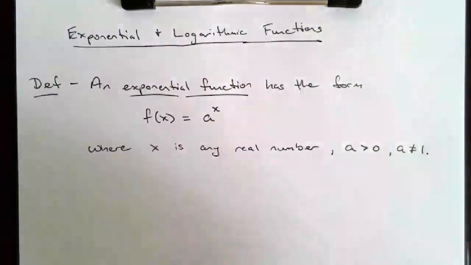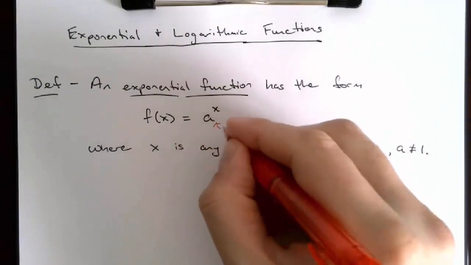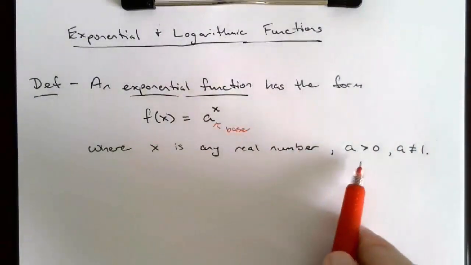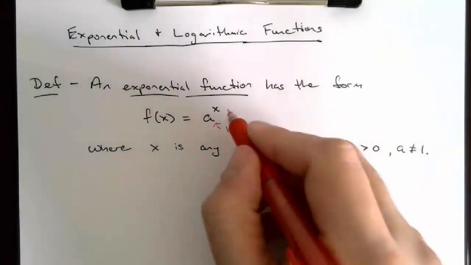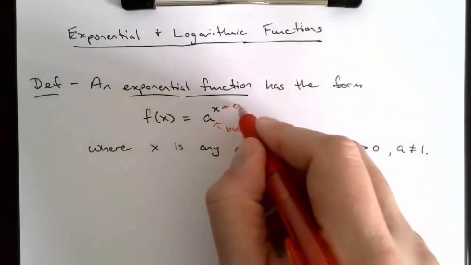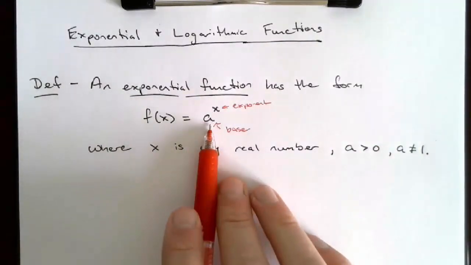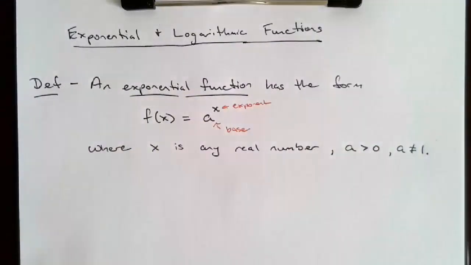Let's just talk about different pieces. A is what we call the base for the function. A has to be greater than 0. A is not equal to 1. X is a variable, right? This is the exponent or the power, however you want to describe it. But in this case, the base will be a constant and the variable is in the exponent.